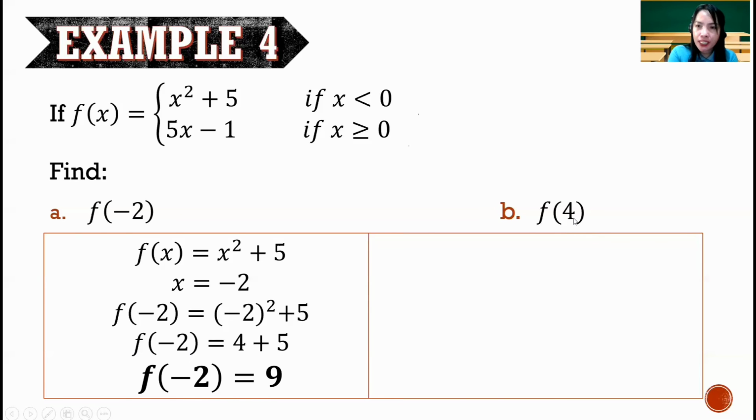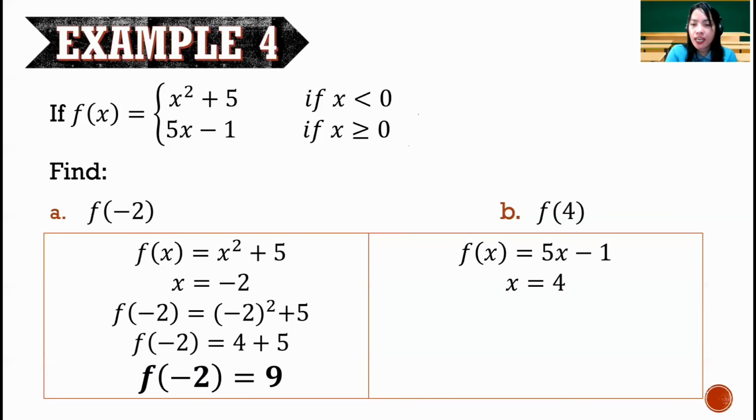How about letter B? The given here, ano yung nasa loob na number ng parenthesis? That is 4, which is the value of x here. Since na ang value ng x ay 4 dito sa letter B, ano ba yung gagamitin natin na function? Is it the first subfunction or the second subfunction? +4 is a positive number which is included in the second subfunction, in the second interval. 4 is greater than 0. So, ang gagamitin natin na function ay 5x minus 1.